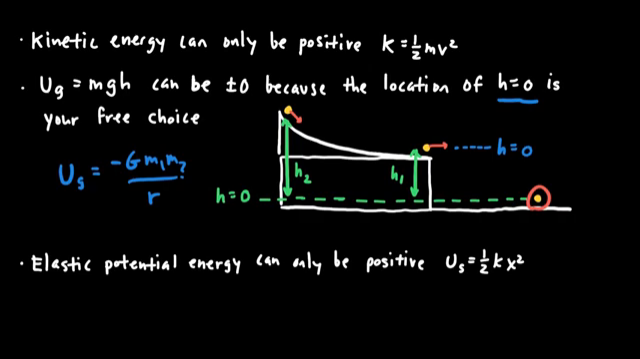And lastly, elastic potential energy can also only be positive because the spring constant is inherently a positive quantity, and whether something is being stretched in the positive or negative direction, it doesn't matter because it's squared in this equation.